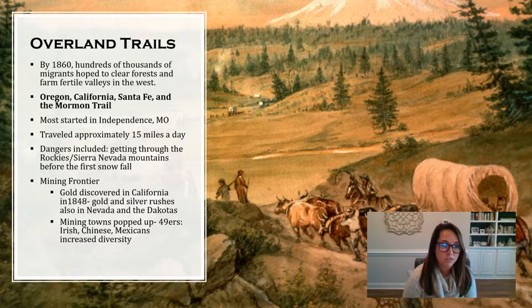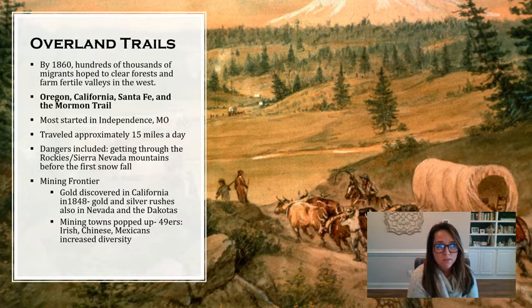It was extremely dangerous. So they are going to Oregon. They're going to the mining fields in California and Utah and Colorado. Mormons are finding their way to Salt Lake City. Overland travel is extremely slow, about 15 miles per day. It was dangerous, mostly because of weather and disease.